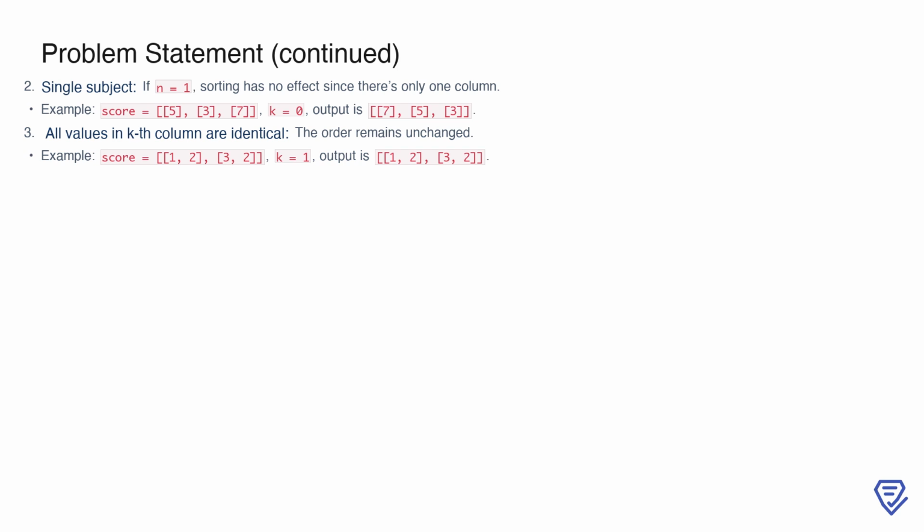For edge cases, if there is only one student, the array does not change since there is only one row to sort. Similarly, if there is only one subject, sorting is unnecessary as there is only one column. Finally, if all values in the Kth column are identical, the order of rows remains unchanged. These scenarios ensure the solution handles special cases appropriately.